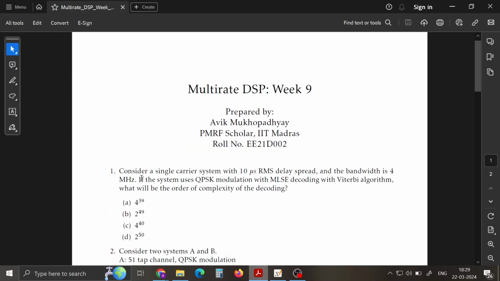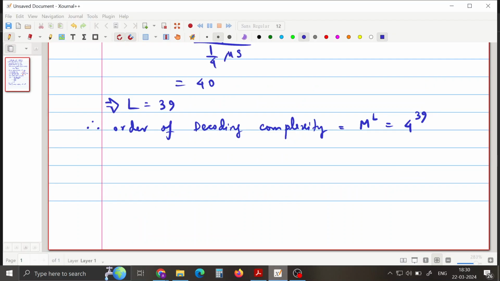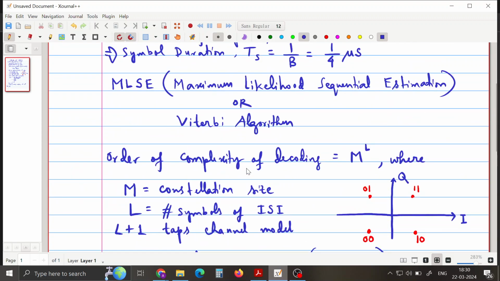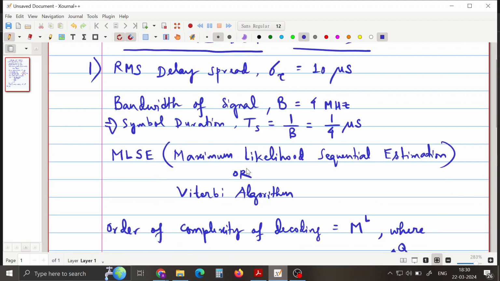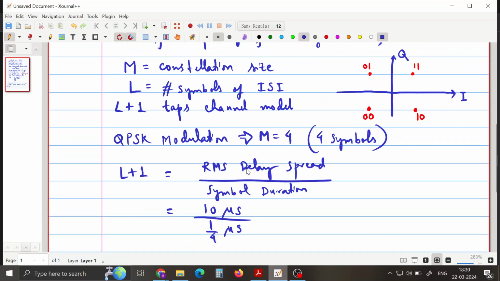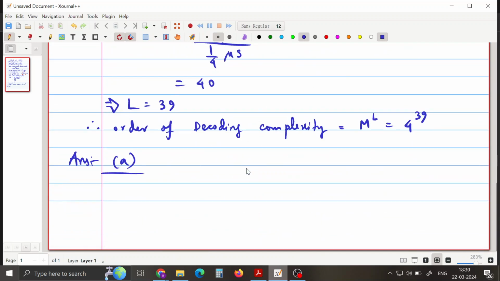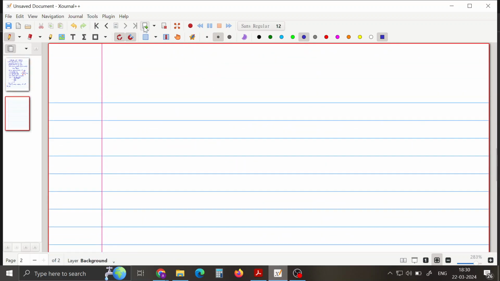If you check the options, it is matching with option A. So the answer is option A. We have seen this in our lectures. So let's move on to the next one.